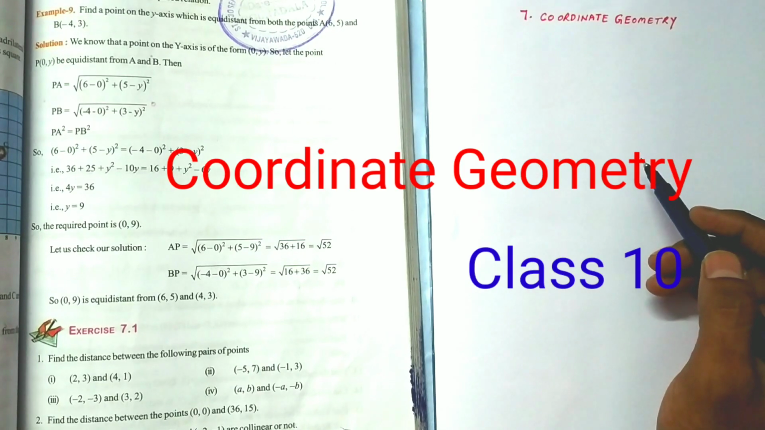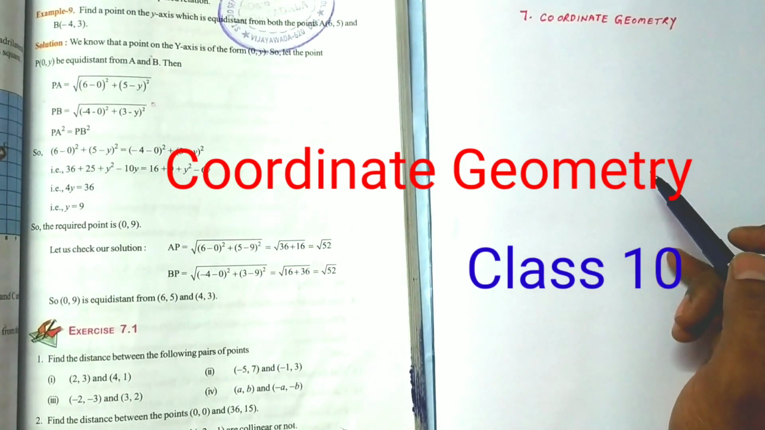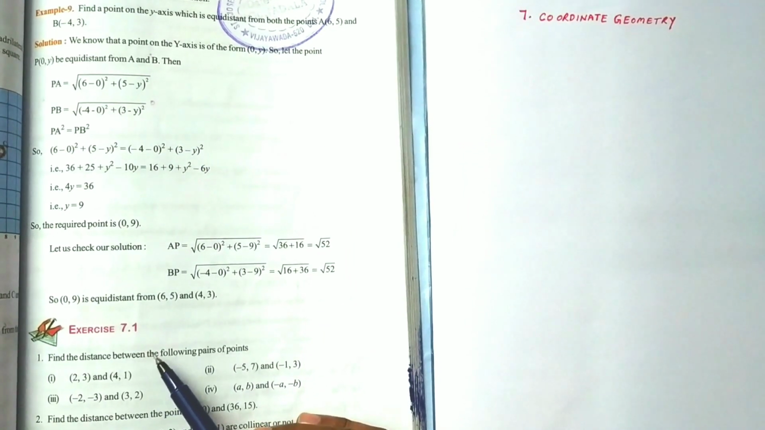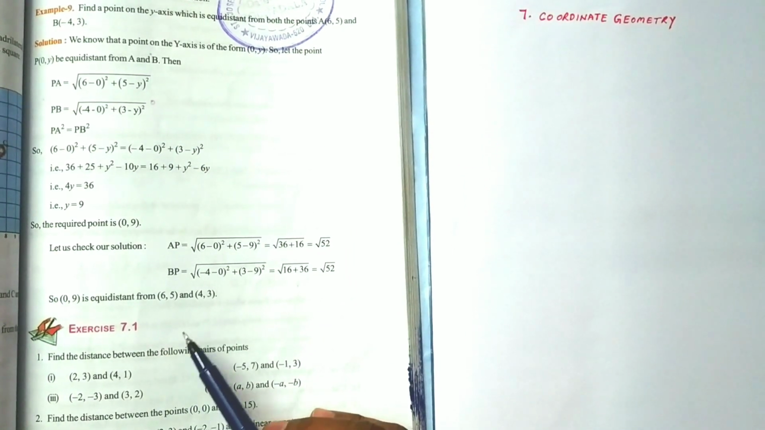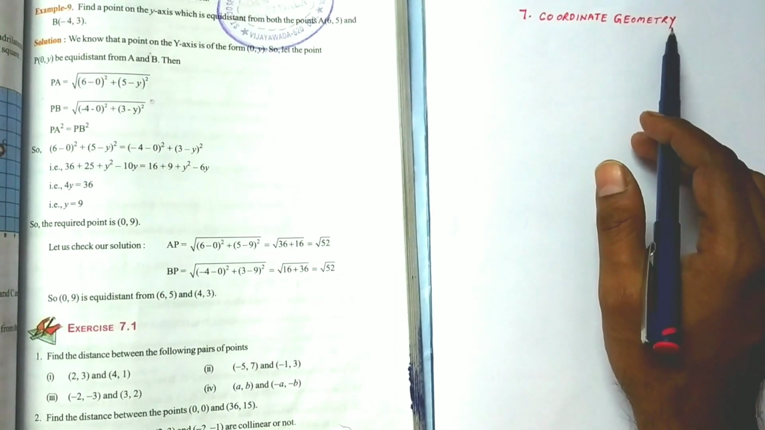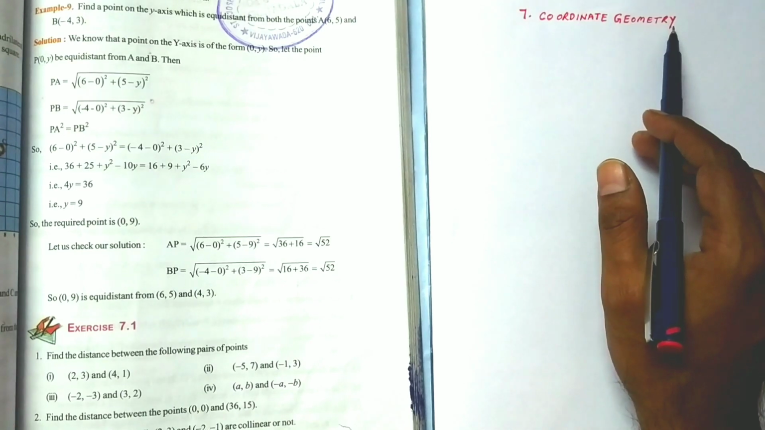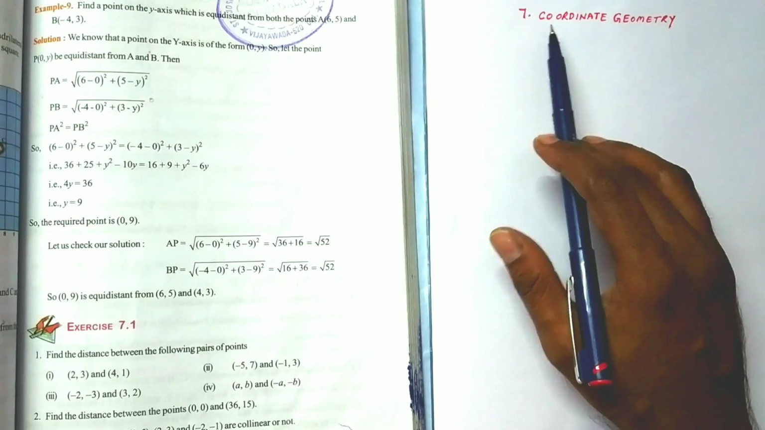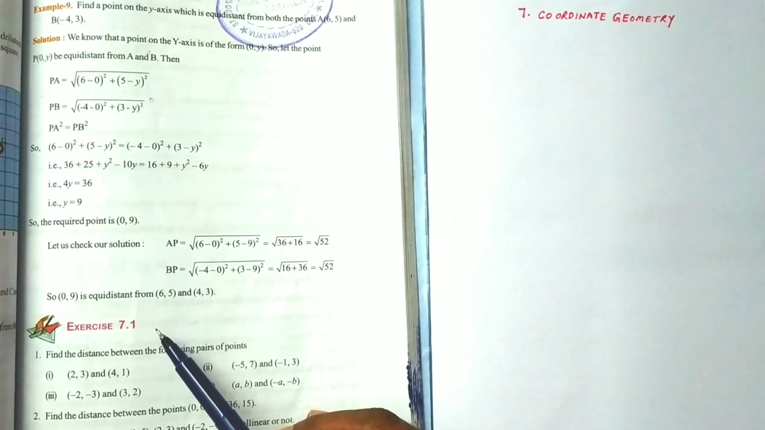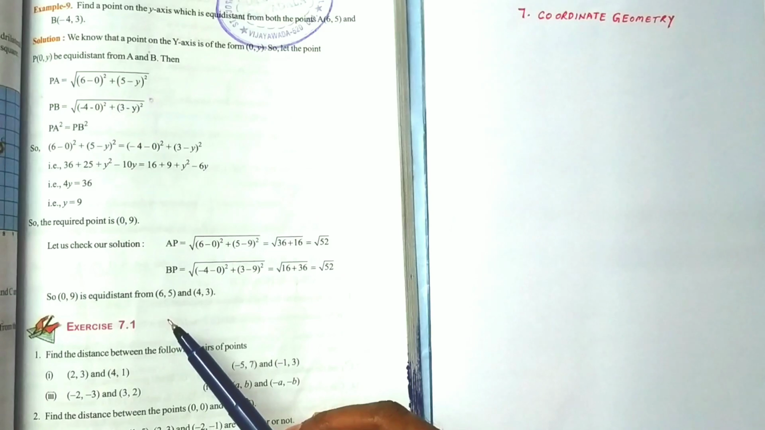From this video, I would like to explain the problems of exercise 7.1. The chapter is Coordinate Geometry of class 10 from AP and Telangana State Boards. Coordinate Geometry exercise 7.1 mainly depends on one formula, that is distance between 2 points.